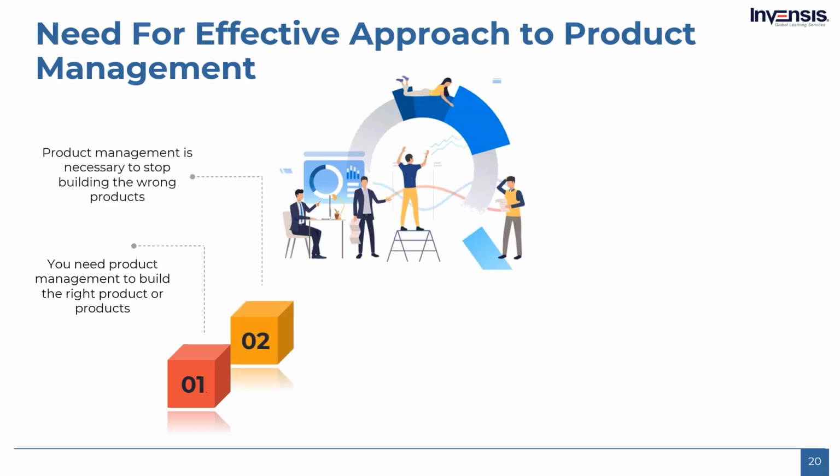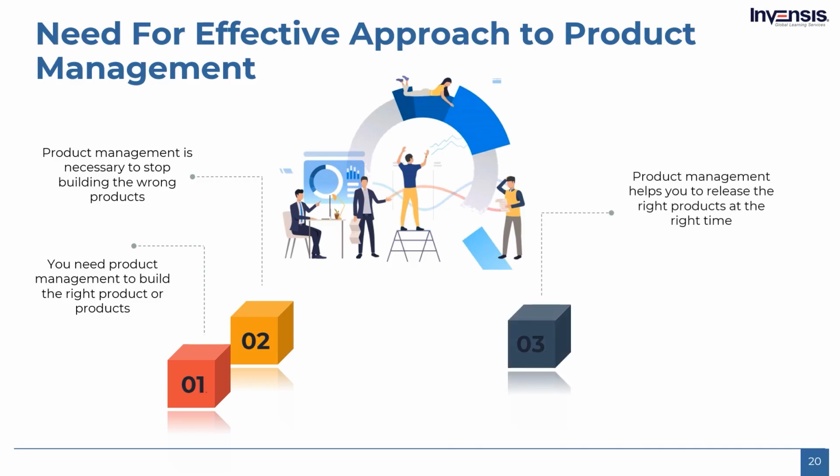Secondly, you need product management to stop building the wrong products. As I briefly mentioned earlier, the product manager continuously monitors the work of development teams, ongoing experiments, and even existing solutions that are running in production to figure out their effectiveness. If your product is not as effective as you think, then you can either evolve it or cancel it to focus on high-value products.